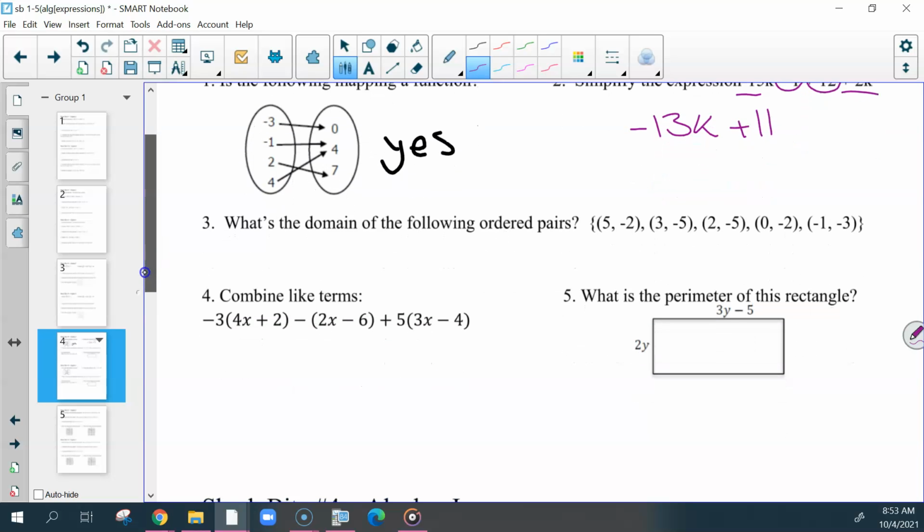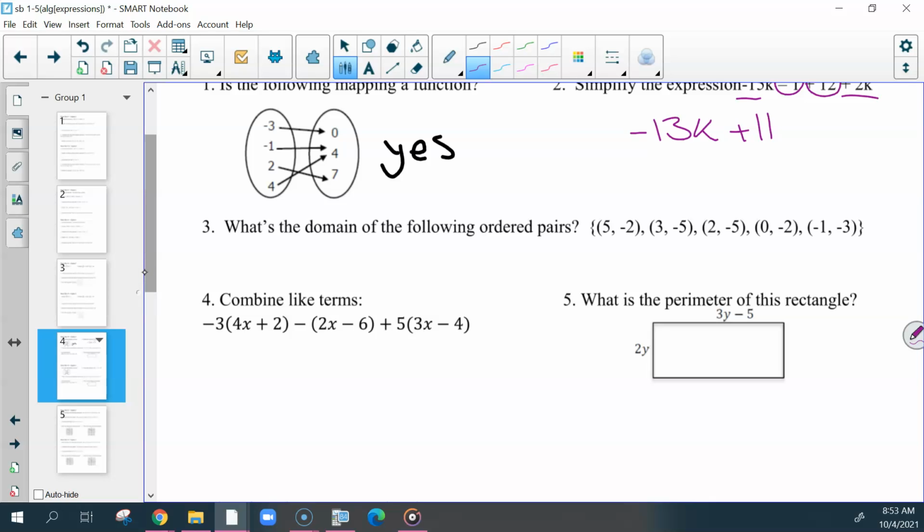Number 3, after the domain of these ordered pairs, that should have been a list. Least to greatest, what are those numbers? So if they were not least to greatest, fix that.